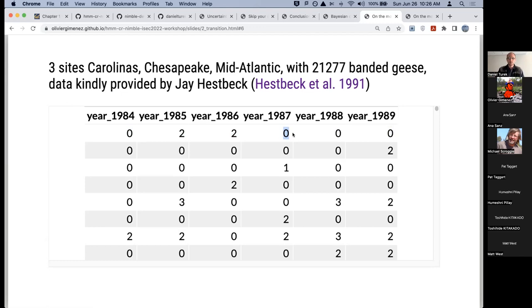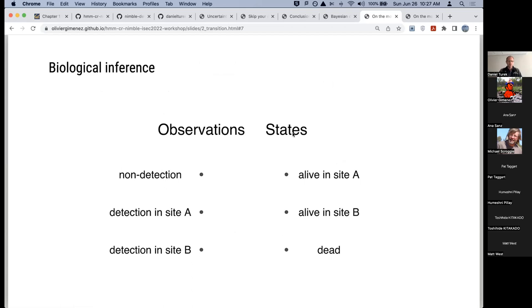So with that as the data, we need to think about the observations that can take place. And to simplify it first, I should mention, for the first look at this, we're just going to assume there are two different sites rather than three, A and B, and then we'll generalize this to the full three sites. So these are the things that can actually happen, the observations on the left. We don't see a goose, or we see it in site A, or we see it in site B.